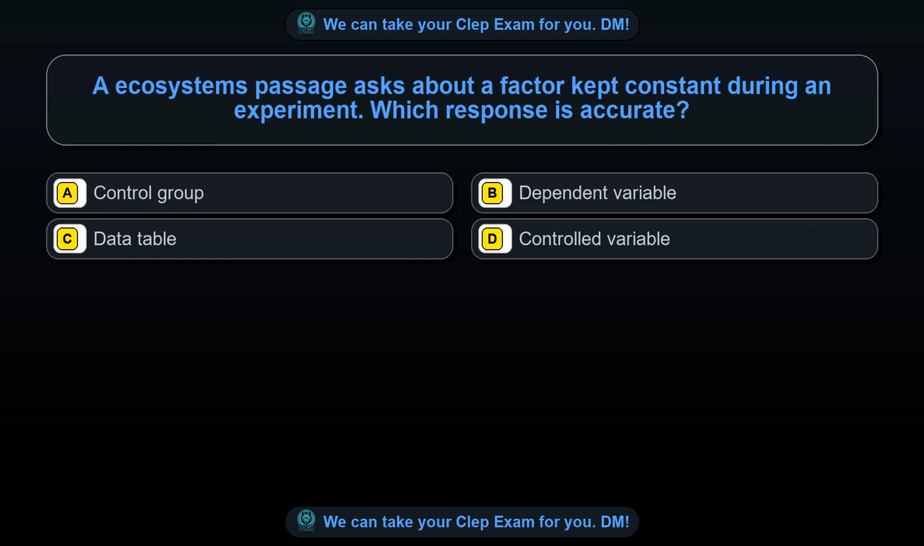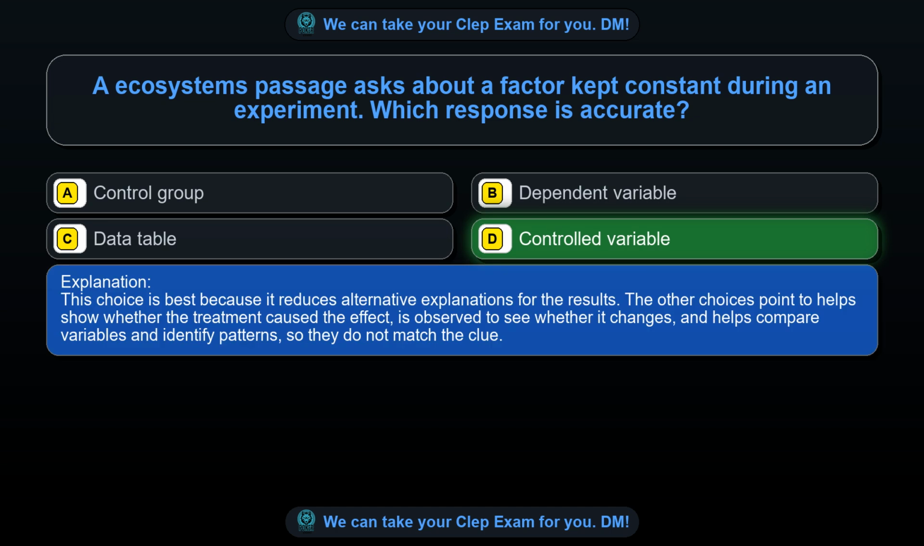Question 39. A ecosystems passage asks about a factor kept constant during an experiment. Which response is accurate? Option A, control group. Option B, dependent variable. Option C, data table. Option D, controlled variable. The correct answer is option D, controlled variable. This choice is best because it reduces alternative explanations for the results. The other choices point to help show whether the treatment caused the effect, is observed to see whether it changes, and helps compare variables and identify patterns, so they do not match the clue.